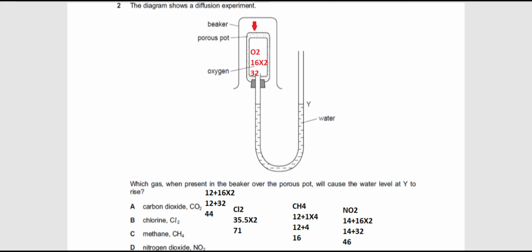So water in the Y end will rise only if the beaker is containing a gas which has an MR less than oxygen. So oxygen has an MR of 32, which I have calculated for you, and let's see, in the options we have only one option, which is Charlie, that has an MR less than oxygen. So definitely Charlie is going to be the answer.